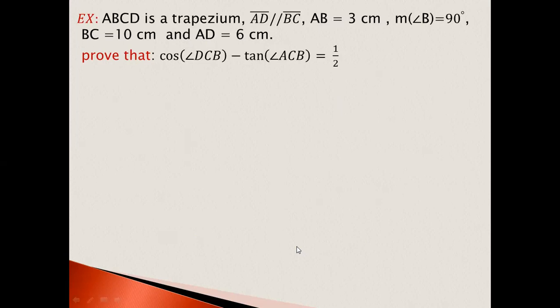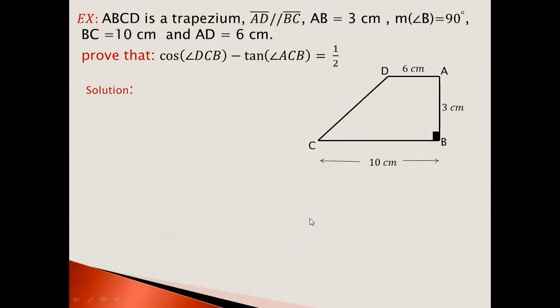ABCD is a trapezium, where AD is parallel to BC, and AB equals 3 centimeters, and the measure of angle B equals 90 degrees, and BC equals 10 centimeters, and AD equals 6 centimeters. And we need to prove that cosine of the angle DCB minus tangent of the angle ACB equals half.